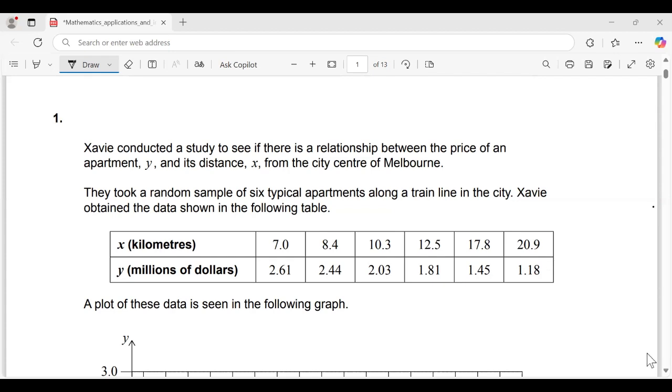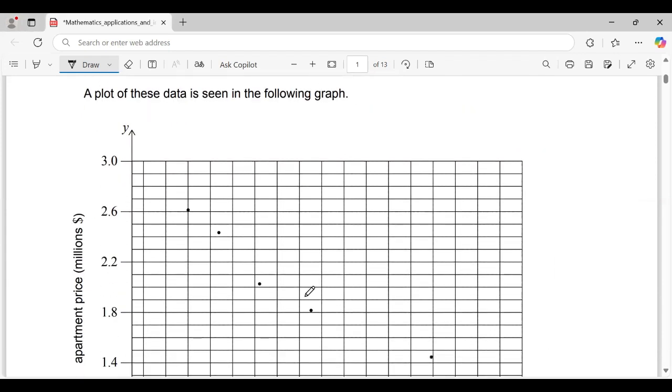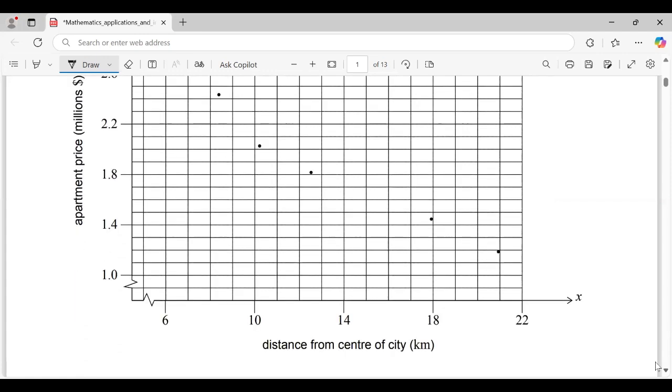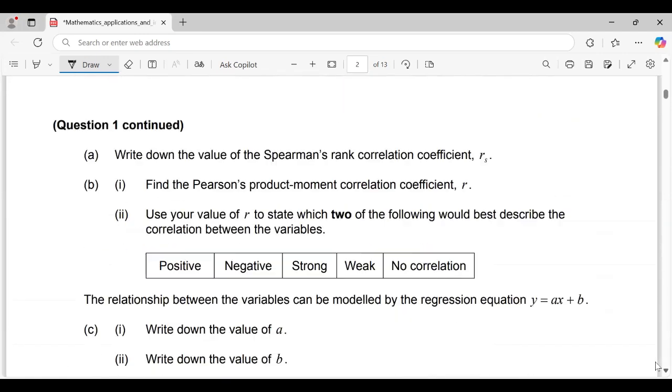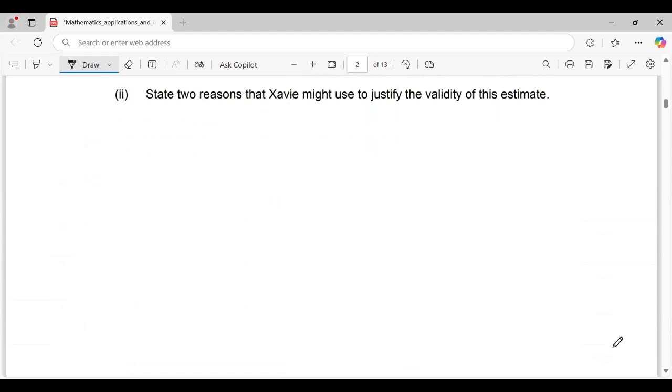This is the data, and the plot of this data is in the following graph. This is the graph, the scatter plot of data. Okay. Write down the value of Spearman's rank correlation coefficient, rs.